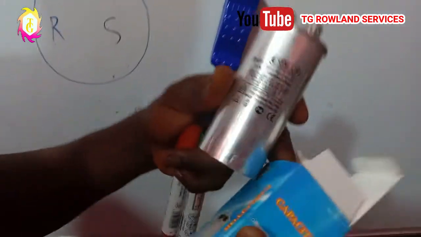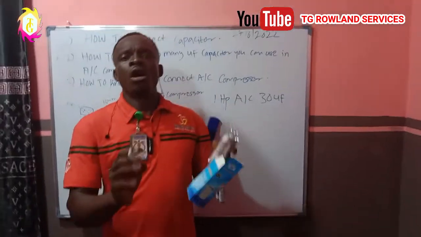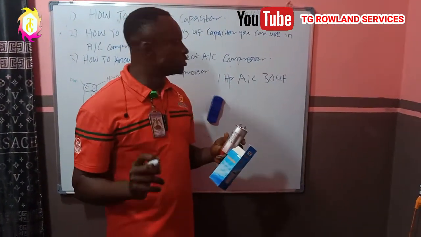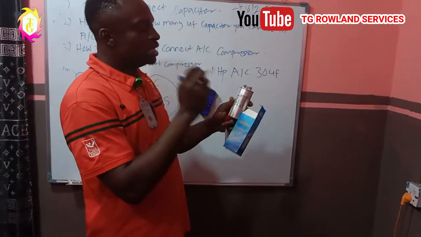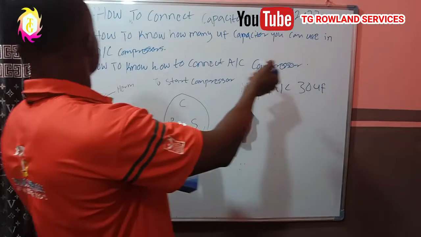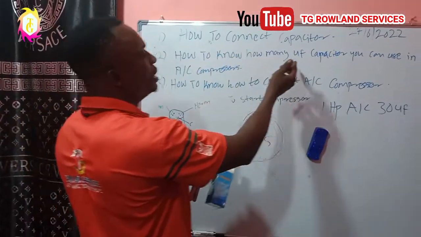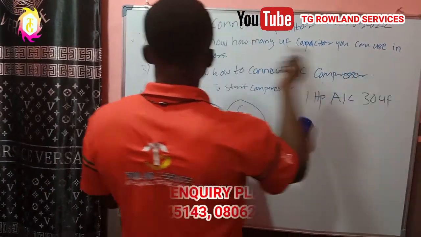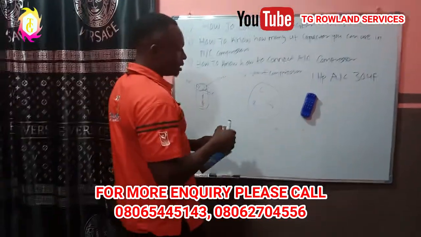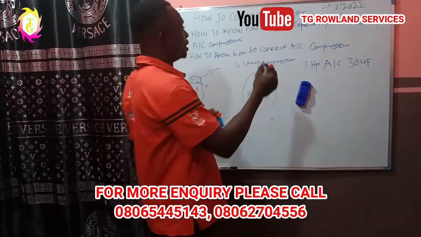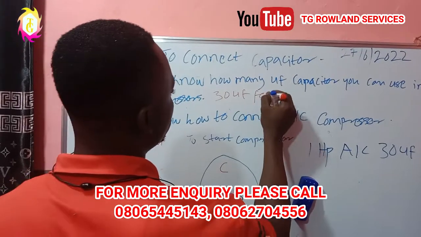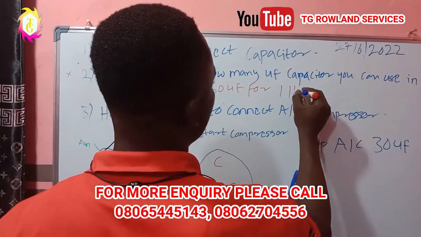So this 30 UF capacitor, you can use it only on a 1 horsepower air conditioner. When you use this, a 1 horsepower air conditioner is going to work. But if you use this 30 UF on 1.5 horsepower, it's not going to work. Mind you, what you have here today is how to know how many UF capacitor you can use in an AC compressor. The UF you need to use in 1 horsepower should be known to you today. That is 30 UF for a 1 HP AC.